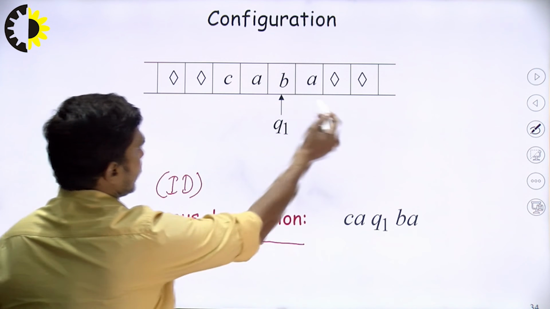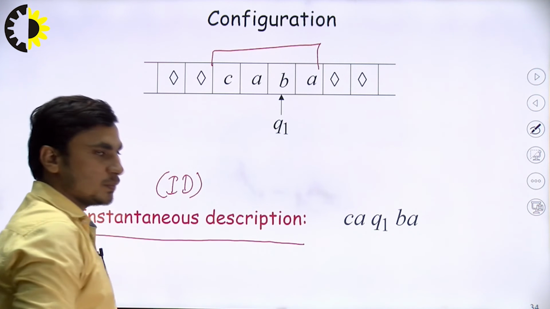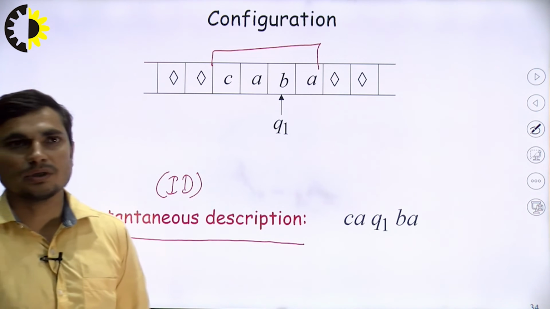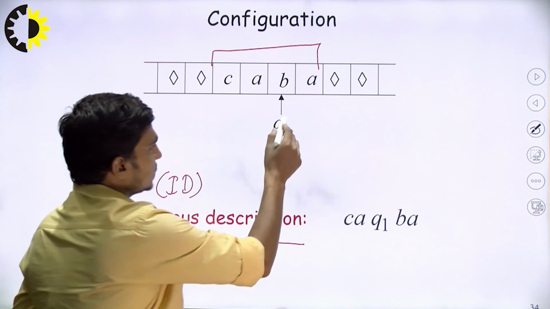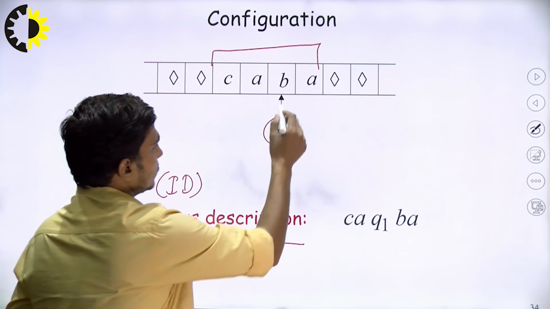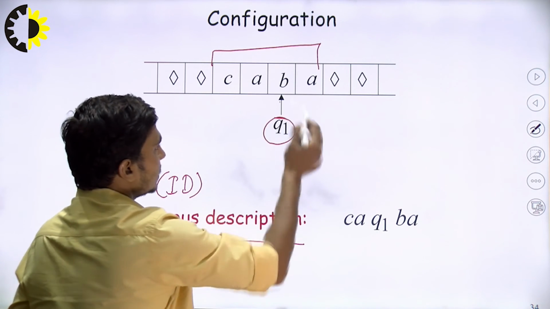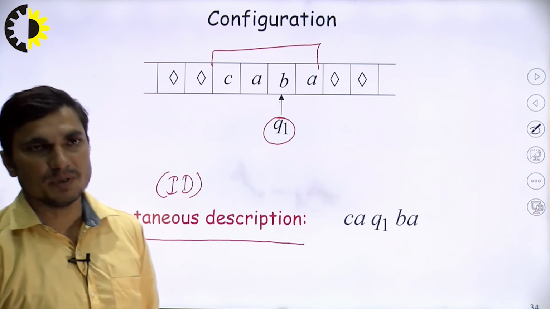So just take a look at this example. We are having CABA, that is the string which is available on the tape. Now the current state of the machine is Q1. We are in Q1 state, and the read write head is pointing at B. So it means the next input which we are going to read is B.